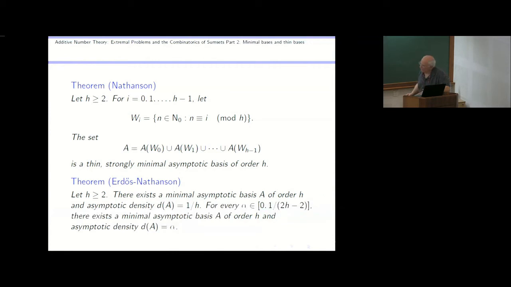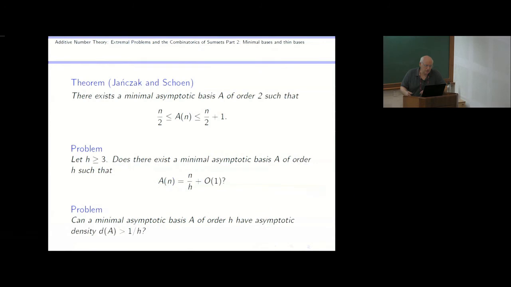So this says that there's a minimal asymptotic basis of order 2 with density alpha for every alpha between 0 and 1/2. And this gap between 1 over 2h minus 2 and 1 over h has been filled in over the years. There's actually a very beautiful result by Janczak and Schoen for order 2, where you can construct a minimal asymptotic basis of order 2, where the counting function is almost exactly n over 2. A of n is between n over 2 and n over 2 plus 1. That's not a big interval.